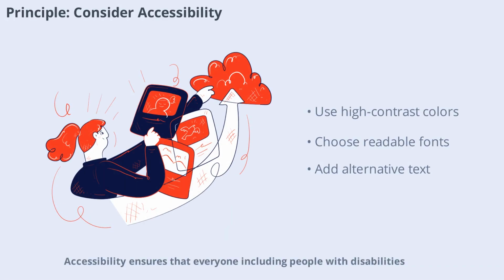Accessibility ensures that everyone, including people with disabilities, can understand your visualizations. Use high-contrast colors, readable fonts, and alternative text for images. Avoid relying solely on color to convey meaning. Making your visuals accessible broadens your audience and demonstrates inclusivity.